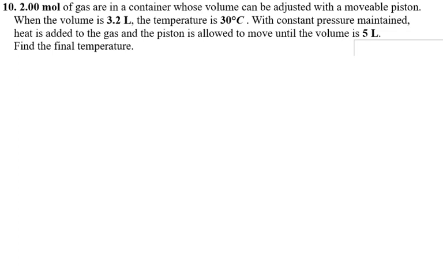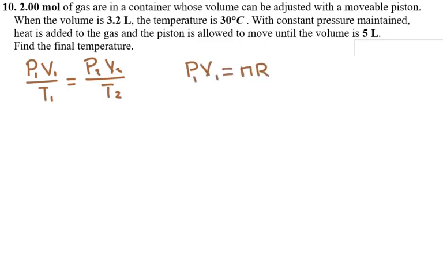Find the final temperature. Because the gas is expanding, it keeps the same pressure. So with the same pressure, I can use the ideal gas equation, where P1 V1 over T1 is equal to P2 V2 over T2. But I also have P1 V1 is equal to nR T1, so I can find what my pressure 1 is equal to.